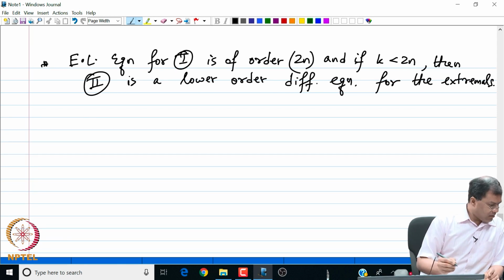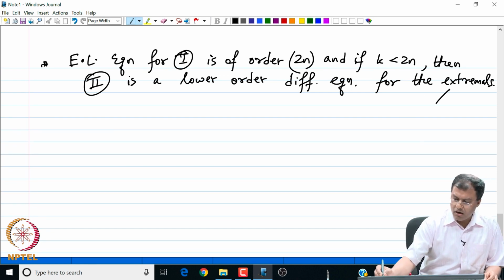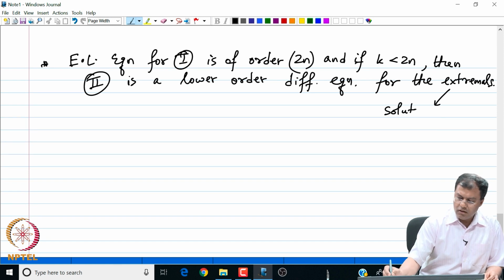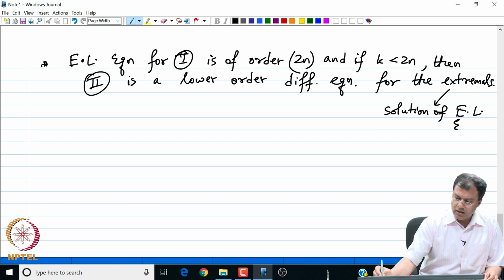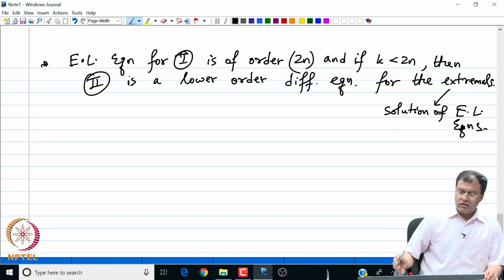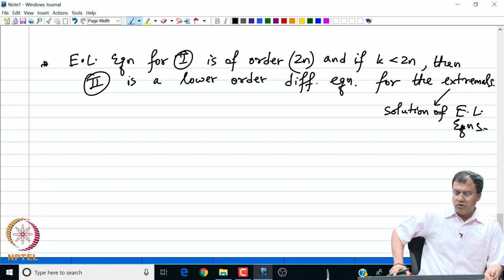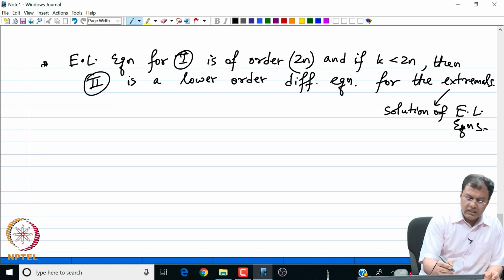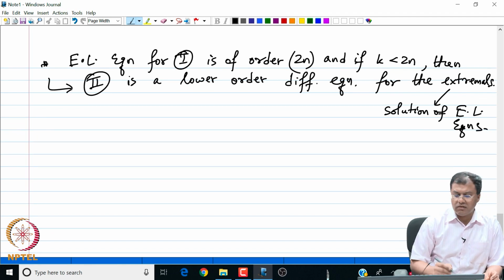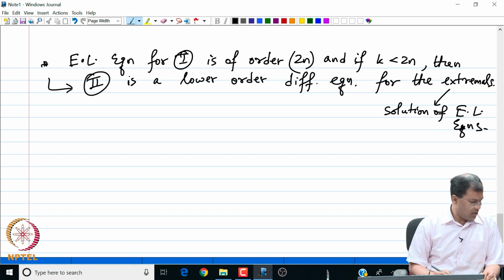It is a lower order differential equation for the extremals, which were the solutions of the Euler-Lagrange equations, right. So, this is a lower order differential equation for the solutions, for the extremals, which were the solutions of the Euler-Lagrange equation, and in this statement lies the power of conservation laws.